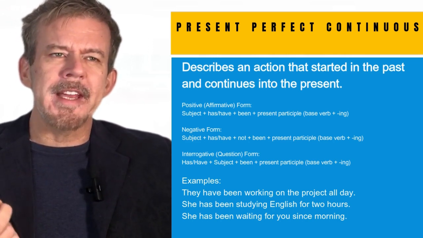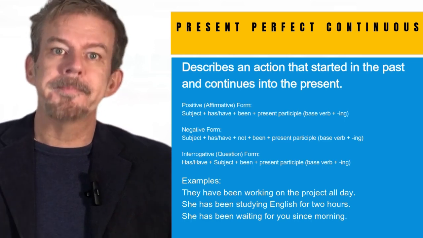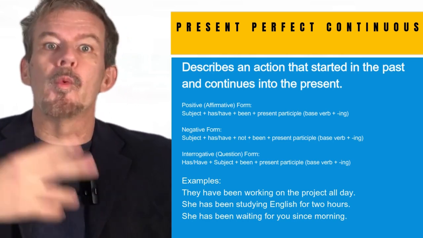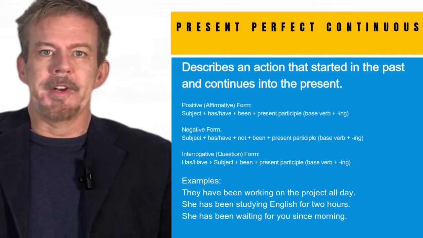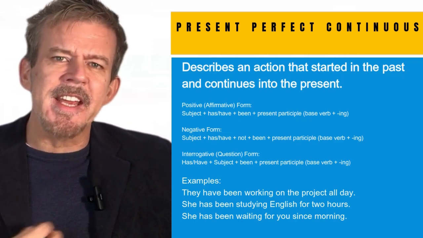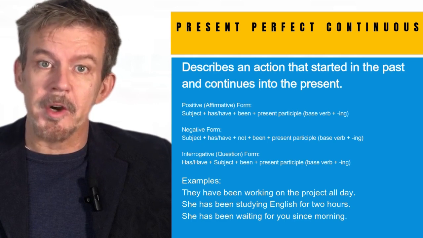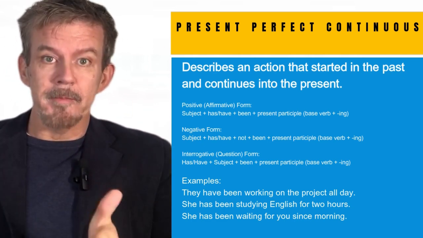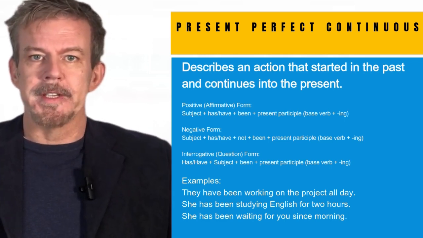Present perfect continuous describes an action that started in the past and continues to the present. They have been working on the project all day. So they started working on the project maybe in the morning. They've been working all day and they're still working on it. They're not done. Or she has been studying English for 2 hours. So she started studying English 2 hours ago. In the present moment, she is still studying English, hasn't finished.